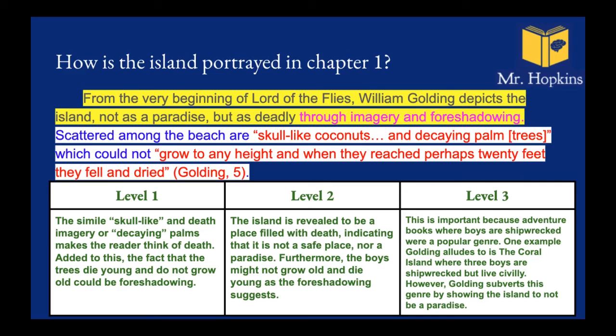And I think that Golding tries to subvert this genre and show that, you know, we're not these civil people as these adventure books say we are. We're actually really violent people. And he does that by first showing the island not to be a paradise or an adventure, as many of the other books suggest.